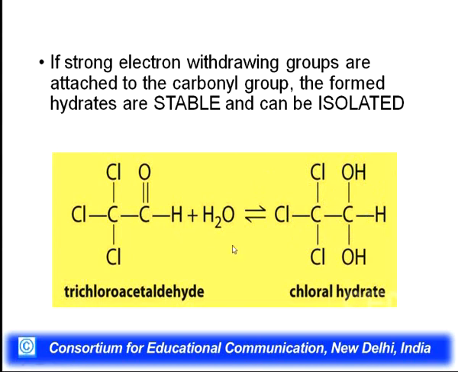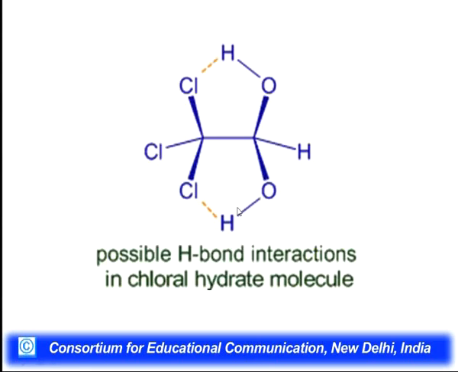The question arises, why is it stable and how can we isolate it? We can isolate it by distillation, and it is stable because what we observe here is that there is intramolecular hydrogen bonding between the chlorine and the hydrogen atom here. Here is an intramolecular hydrogen bonding, and again here we have an intramolecular hydrogen bonding. As a result of this, chloral hydrate is stable.